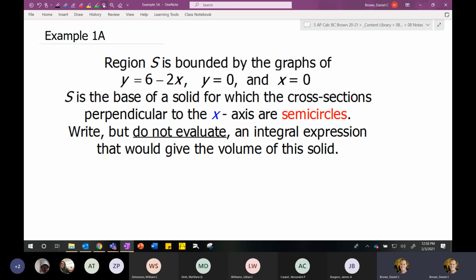And cross sections, again, you imagine them coming straight out of the page towards your face. Those slices are perpendicular to the x-axis. That's important because that's going to tell you whether we're doing it in terms of dx or dy. And then it also tells you what shape those solids are. It tells you that the shape of that solid is a bunch of semicircles.